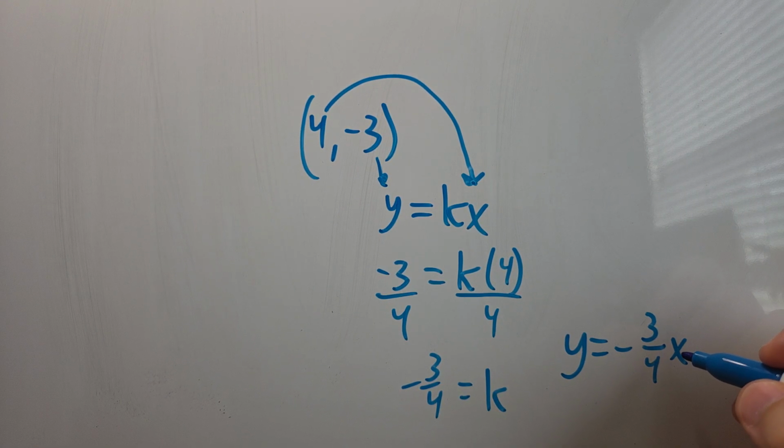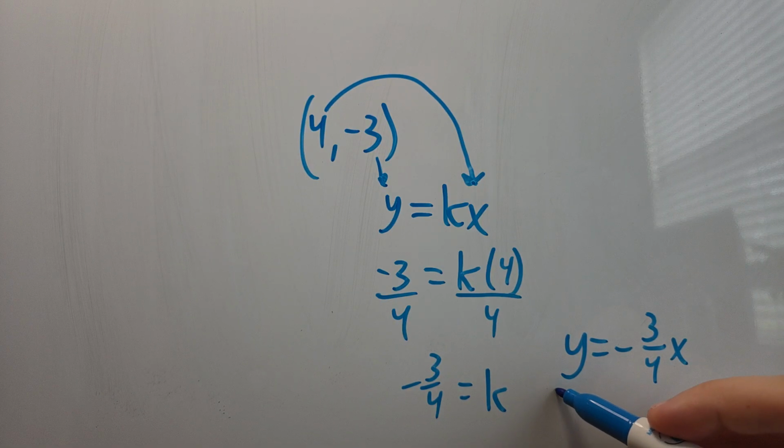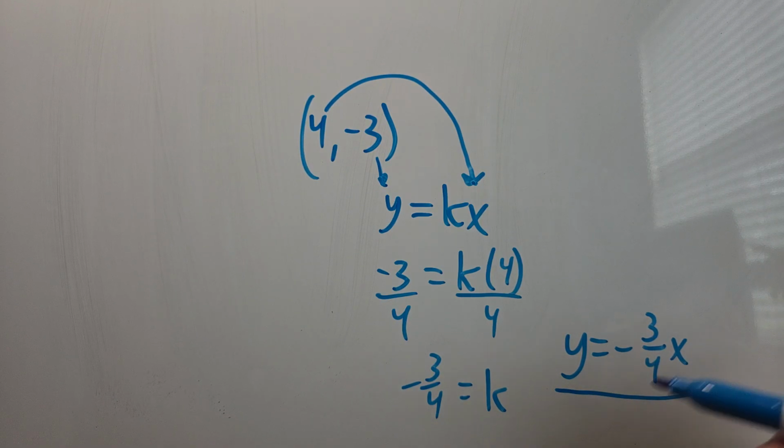So you can use the constant of variation here to write that equation, whether you're given a point or in the previous examples where we were given a table of values. You've got a couple different approaches for finding the equation or the constant of variation.